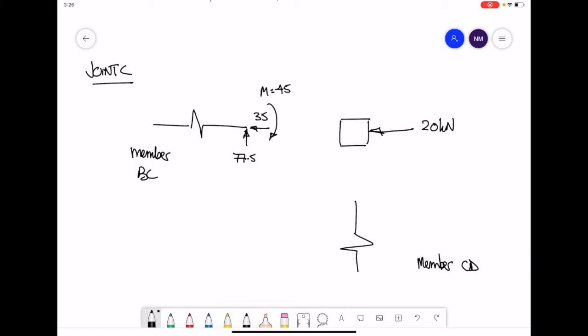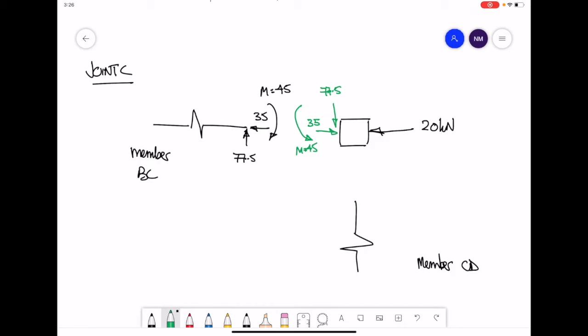To take our end condition of member BC, we're going to transfer that into the joint by doing equal and opposite. So 35 kilonewtons going to the left becomes 35 kilonewtons going to the right. Vertical force going upwards of 77.5 becomes a downwards force of 77.5. A clockwise moment of 45 becomes an anti-clockwise moment of 45 as well. Now we consider equilibrium of the joint.